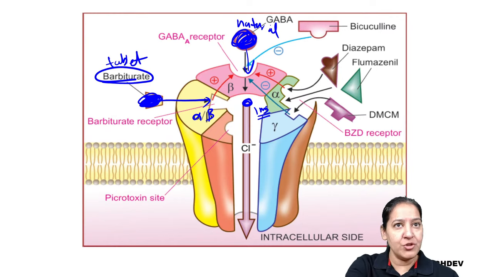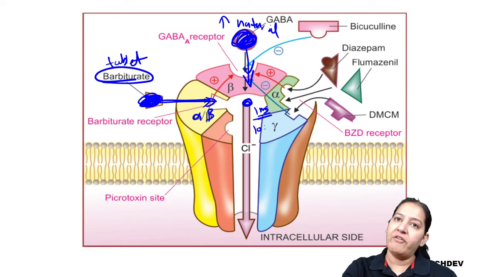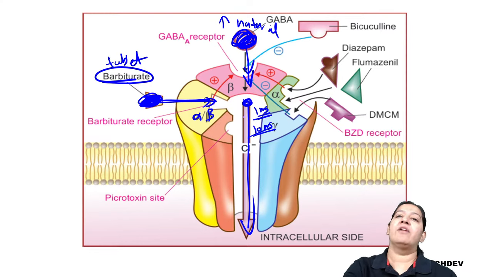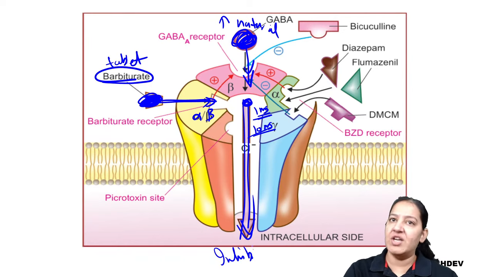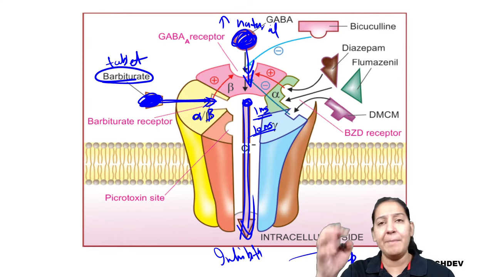But now you are giving barbiturate, so it is increasing the affinity of natural GABA. So now the same natural GABA will come and bind with the neuron. Instead of 1, it will open for 10 milliseconds. So the chloride channel will open more, for more time. More and more chloride will go inside. More and more chloride will cause more and more inhibition. So inhibition is increased, so the person will get sleep. The person will get sleep because of more inhibition.